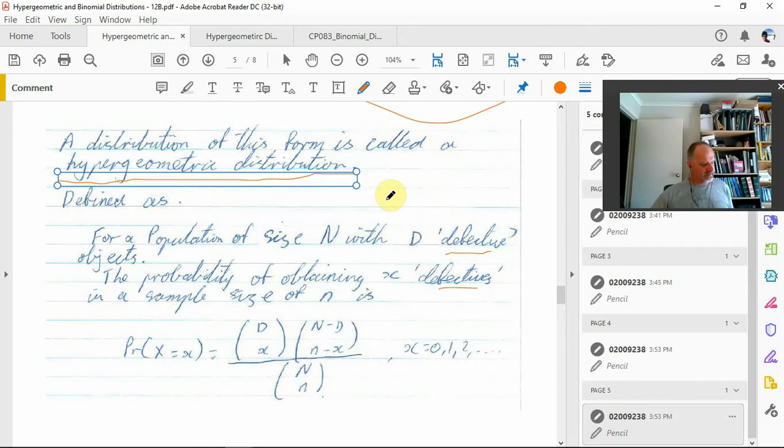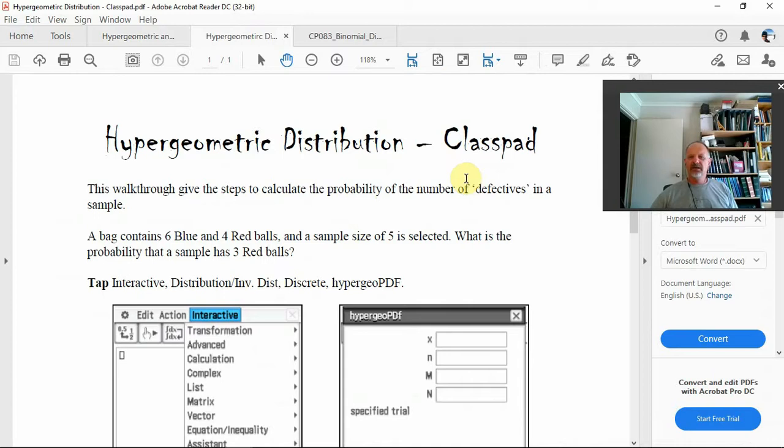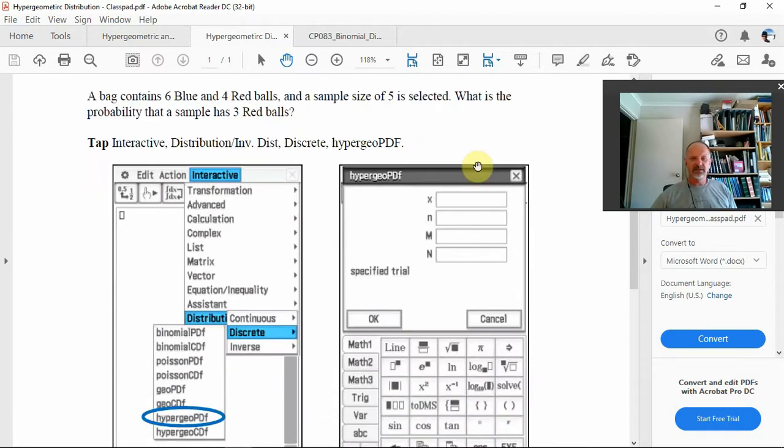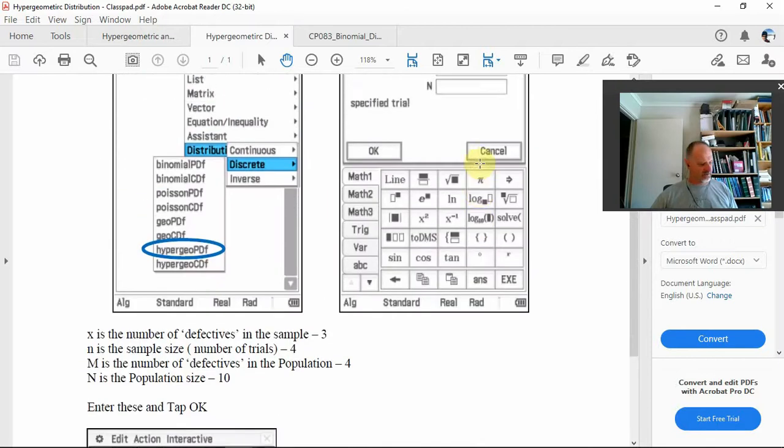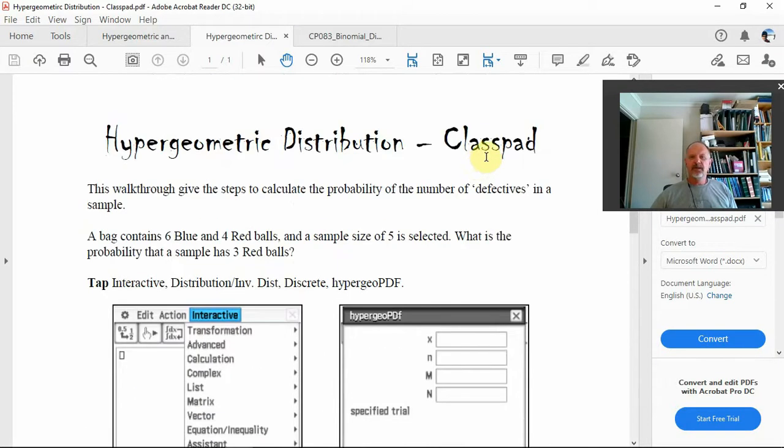There is this handout, which is also on the website, a link to this. It's a walkthrough on your calculator of how we can do things with that.